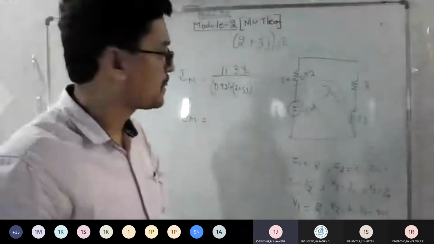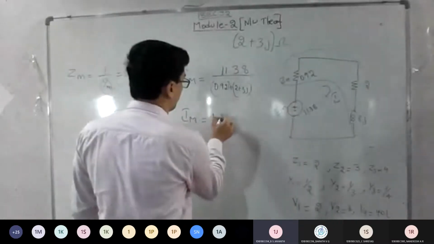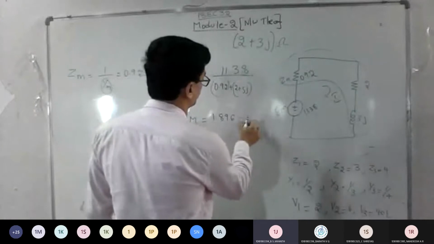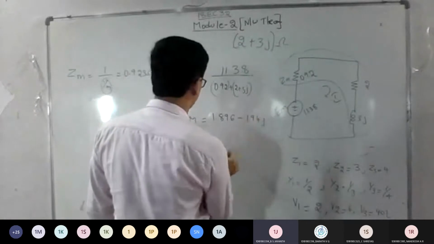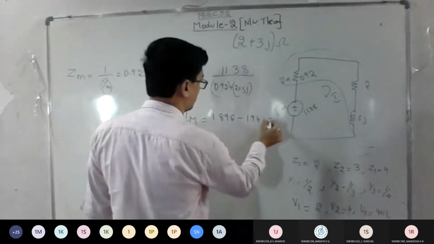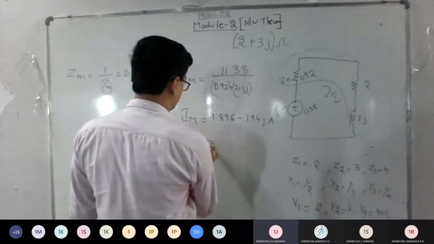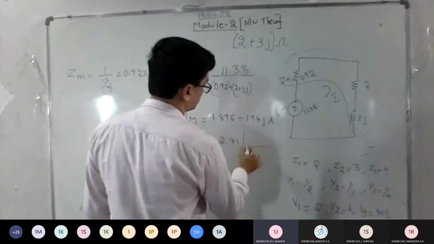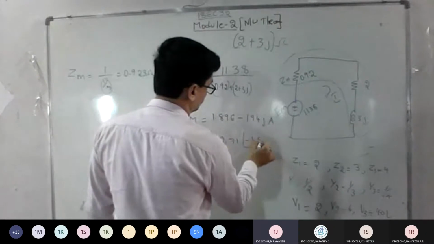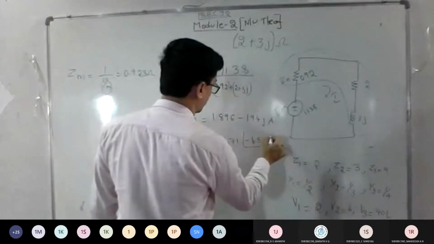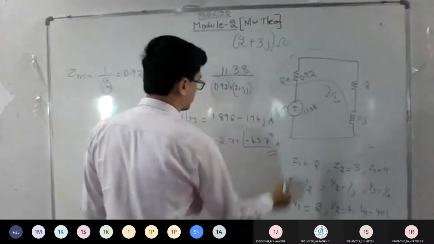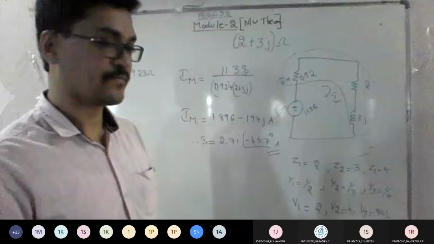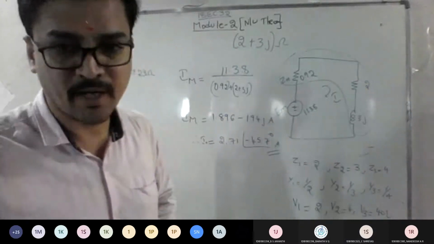Sir, 1.896 minus 1.945j. In rectangular or polar? 2.71 at an angle of minus 45.74 degrees, sir. Okay, good. Others check, is it the same answer that you got? Yes, sir. Same. So I hope everyone got the logic now.